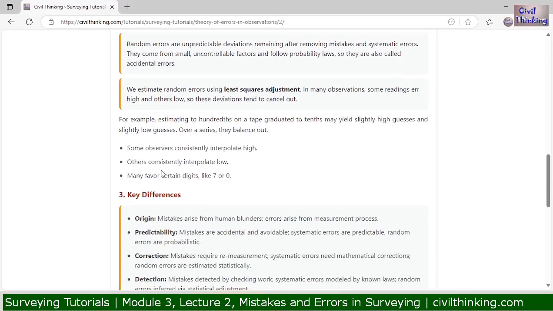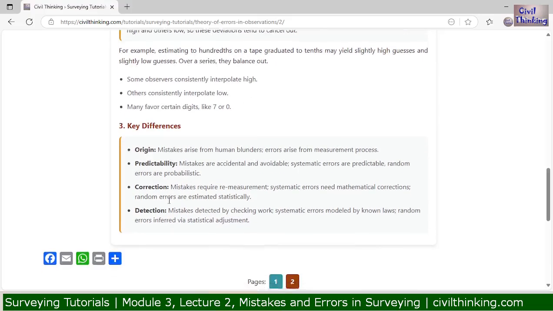Similarly, if an observer interpolates low for all the measurements, the errors will add up. But if you are random in the interpolation, some high and some low, they will balance out.